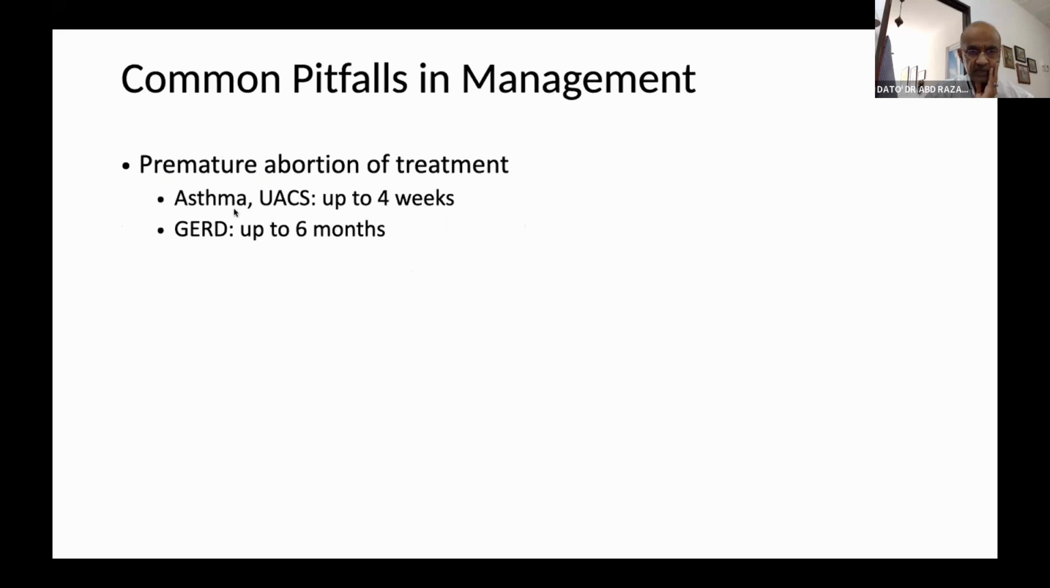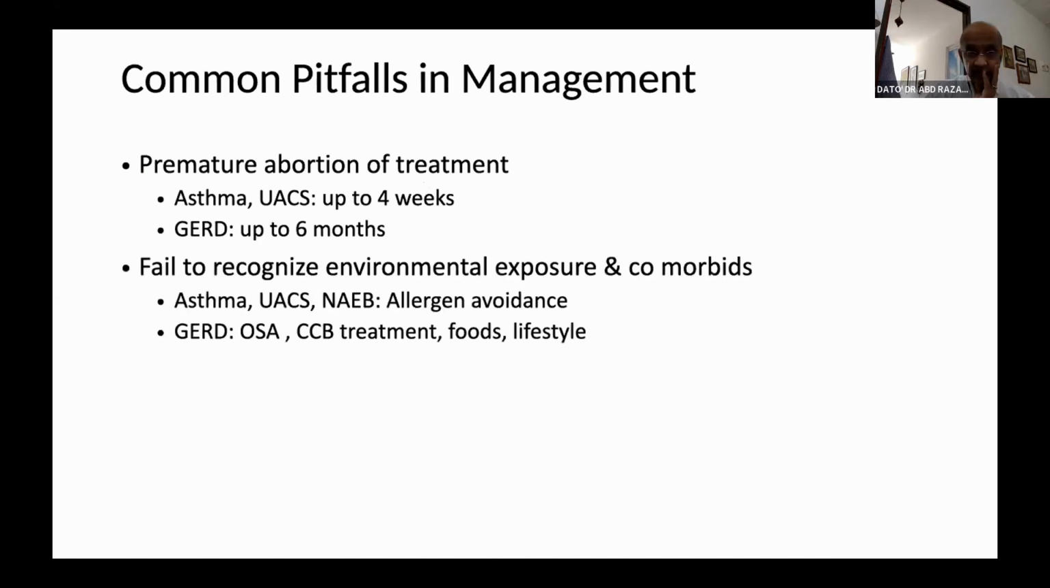Whenever you see asthma or upper airway kind of cough, you must treat them up to 1 month or even up to 2 months. GERD may have to go up to 6 months. So if you give them 1 month of treatment, it may not be enough. You must treat them for a long period, very, very important. And again, you must look for all the other things: the food, the lifestyle, and the medication the patient is taking. All these things come into play.